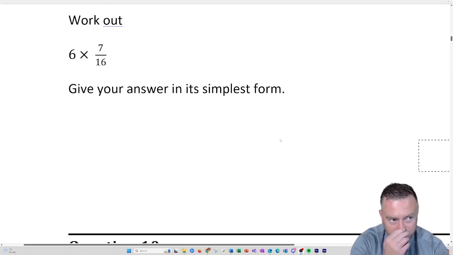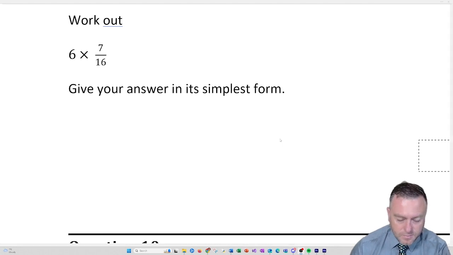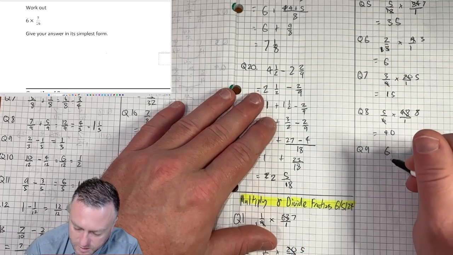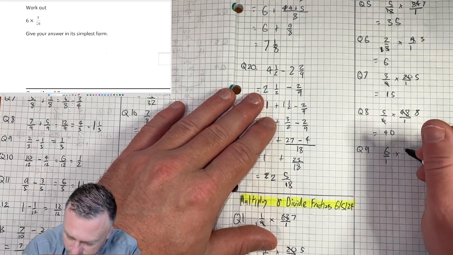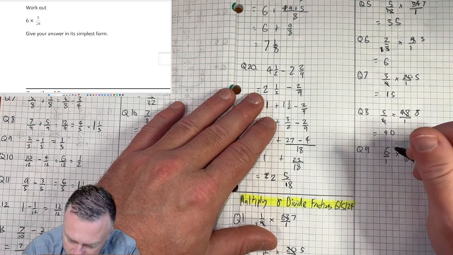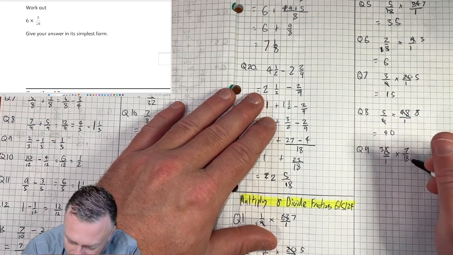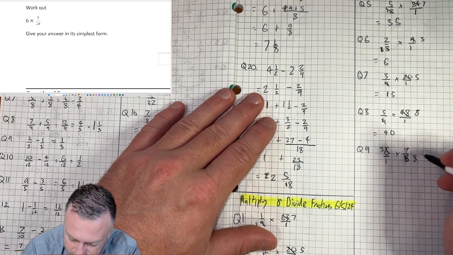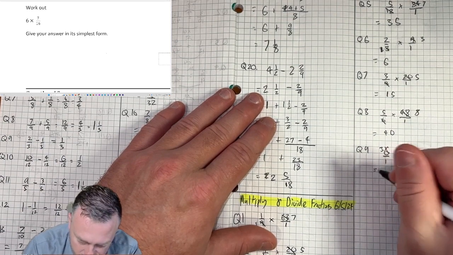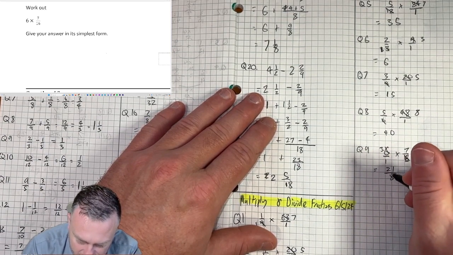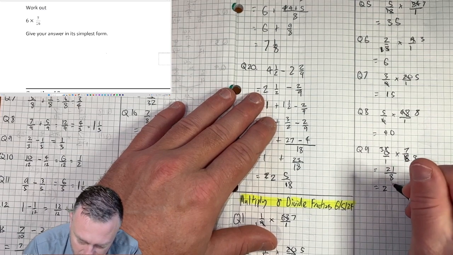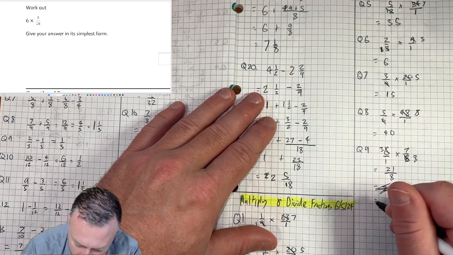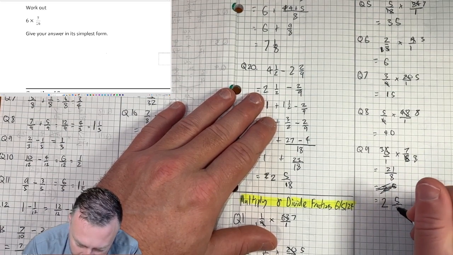Question 9. 6 lots of 7 times 16. So you got 6 on 1 times 7 on 16. So we can divide both these by 2, so you can get 3, 16, and 8. 3 times 7 gives you 21 on 8. Which then gives you 2, and then 5. Let's go again. Gives you 2 and 5 over 8.